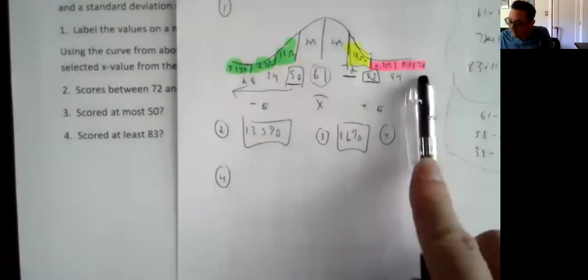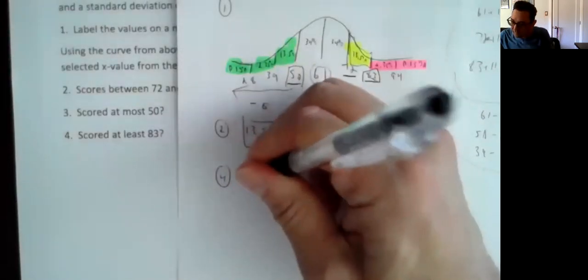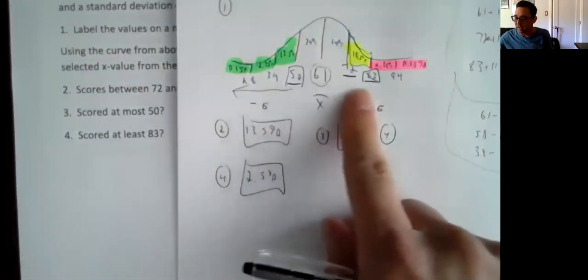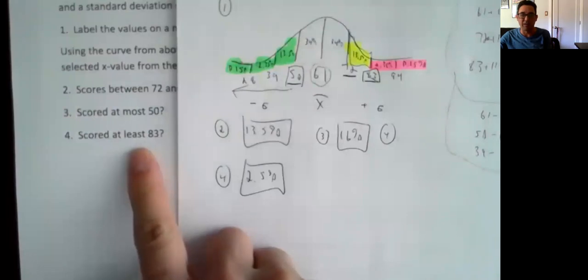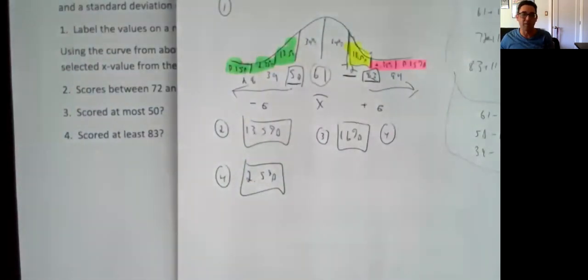So add the percentages in that range. 2.35 plus 0.15, and I had the wrong number on my calculator for a second. You get 2.5%. So only 2.5% of the class scored 83 or higher. That means the score had to be at least 83. It could have been 83, 84, 85, 86, anything higher than 83. That's what at least 83 means. So that's my answer for number 4.